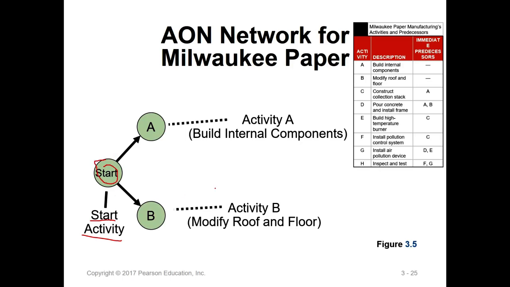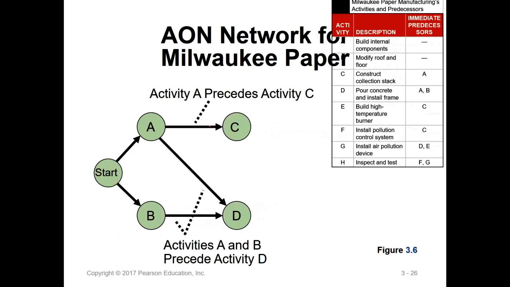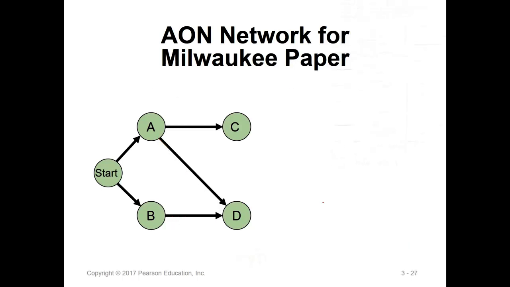A, build internal components. B is the floor and the roof. Then you go to C. C is very easy because C is after A. But D, see, D has two prerequisites, so both A and B. Correct? We draw two arrows toward D. And the next one I want to see is E.